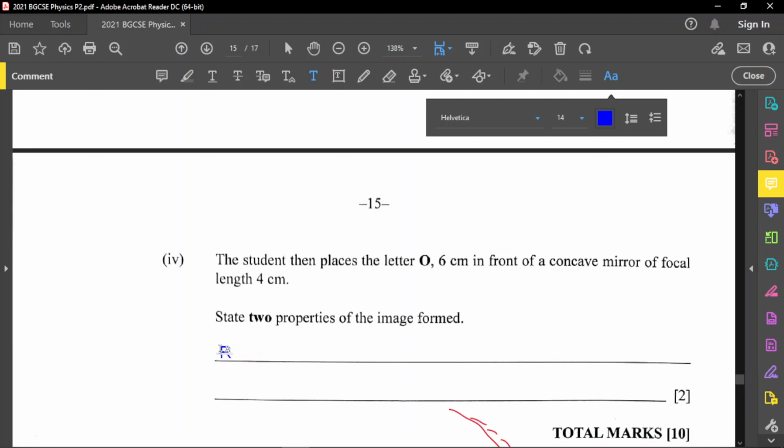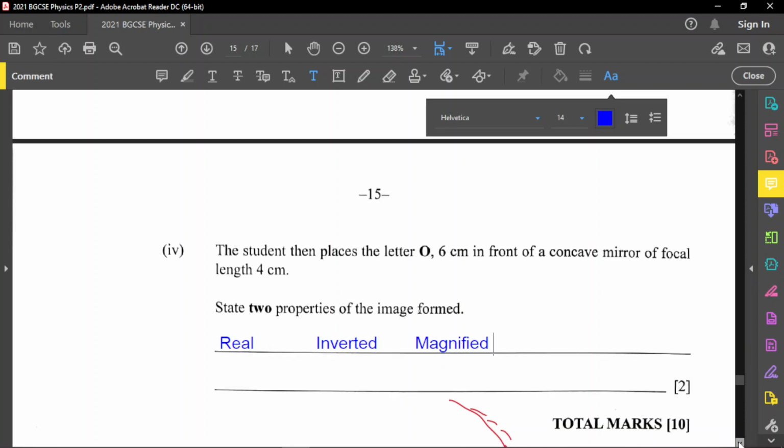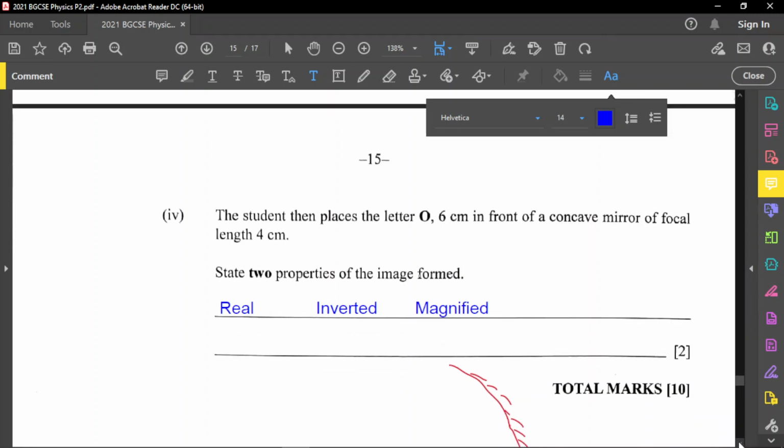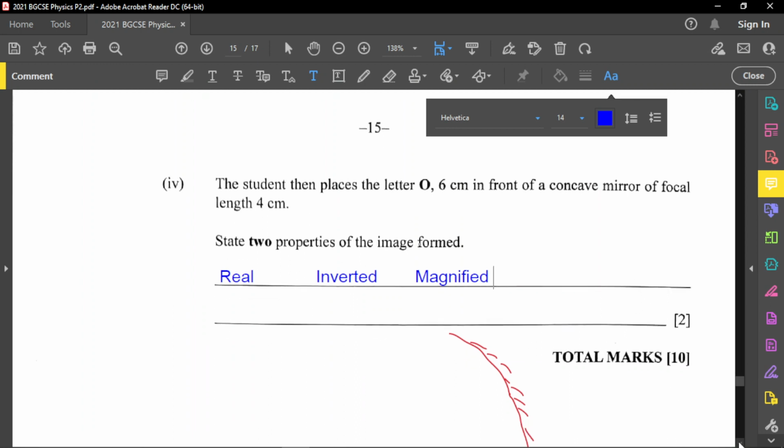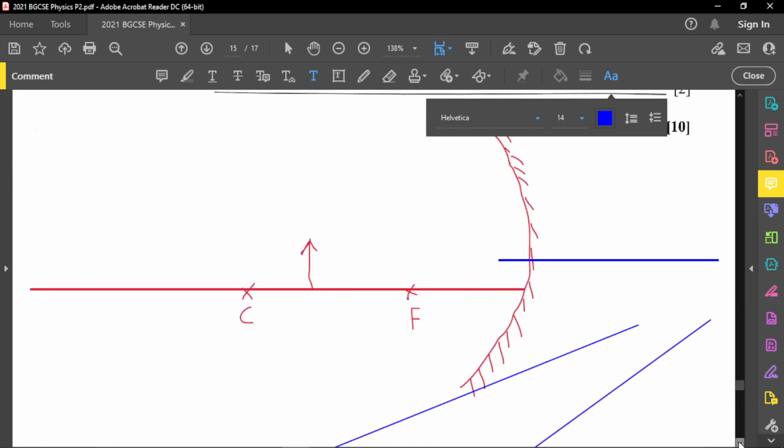I'm going to tell you why. I'm going to show you actually why, not even tell you, but show you. It is real, it is also inverted, and it's also magnified. So any two of these three that you put will be correct. Now, how this actually works is this. I already drew this, so you don't have to worry about the time I'd spend drawing it. I'm going to do it quicker because I actually have it.